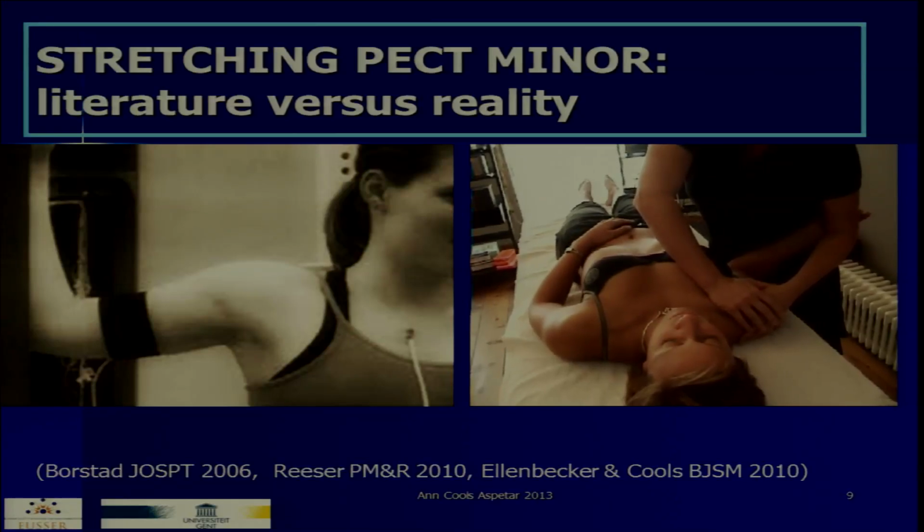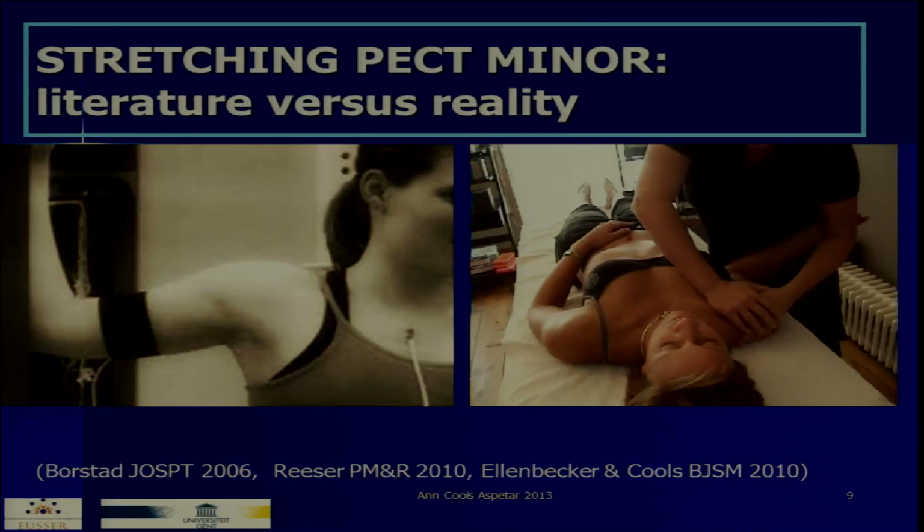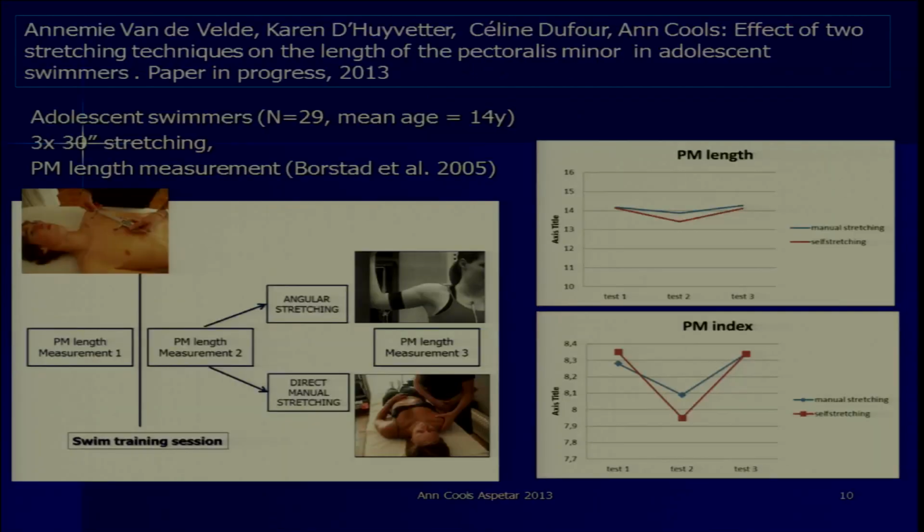Can we use this technique with an equal efficiency as the open door stretch? Well, we did a study on that. It's not published yet, we're still working on it, in which we measured the pectoralis minor length according to the method of John Borstad. It was done on a group of adolescent swimmers without any complaints, and then they did a swim session. And after the swim session, we measured the pectoralis minor length again, and we divided them into 2 treatment groups. One of them got the angular stretching, and the other one got the direct manual stretching.